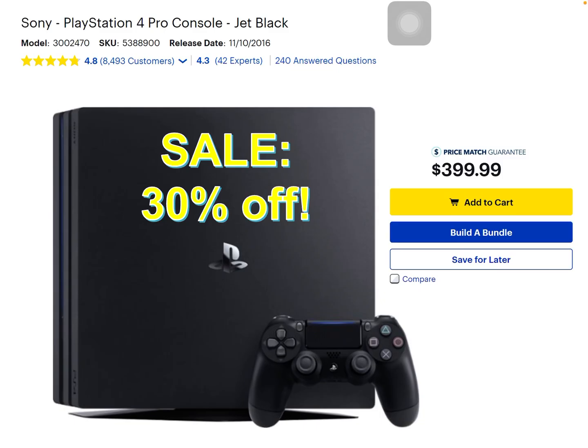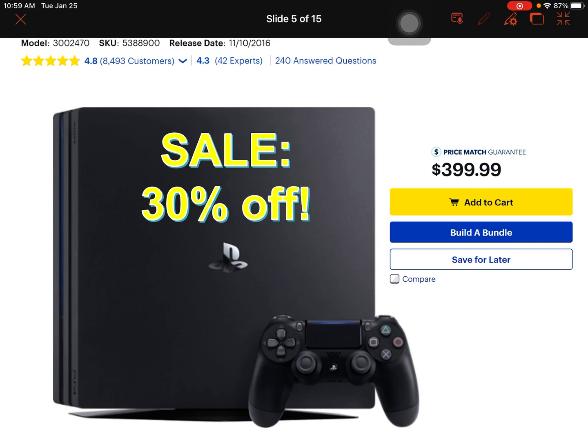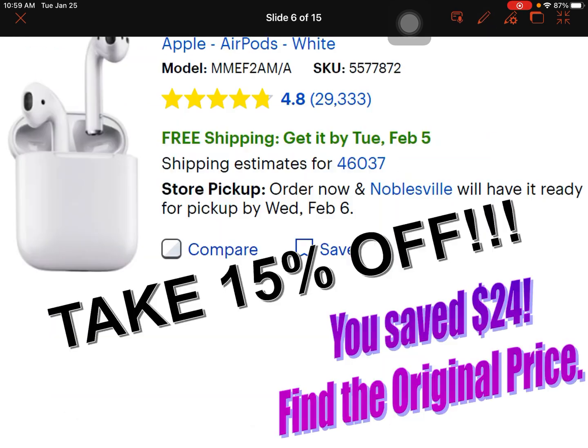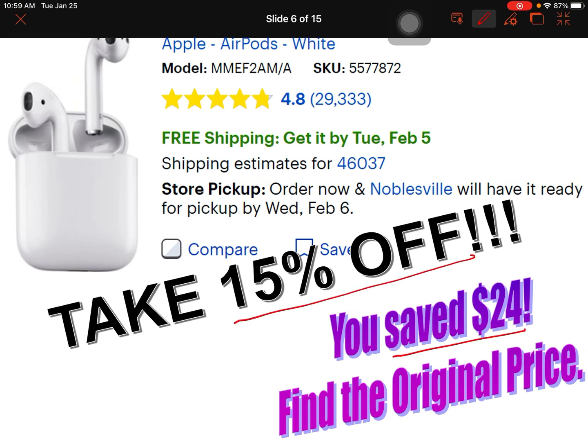Now, what you're going to do is find these cards. For example, for the PlayStation, you're going to be given the percent off, and you're given the original price. When you look at the AirPods, you will notice you have the 15% off, but it says you saved $24, so that would be your A, or your amount of discount.